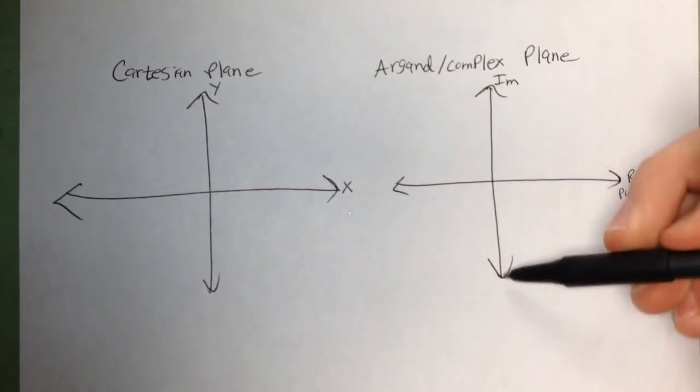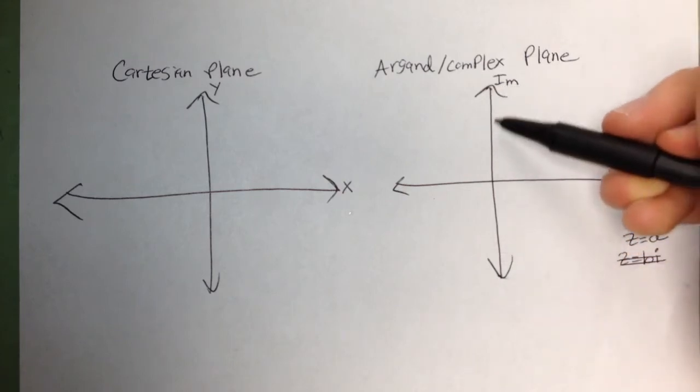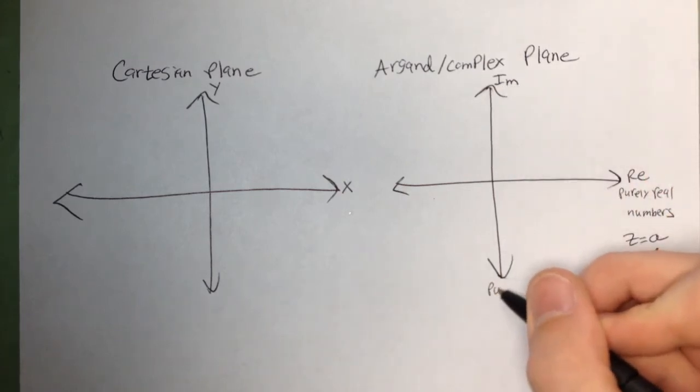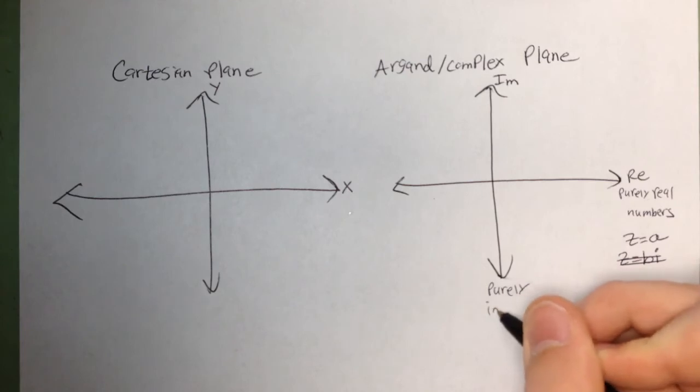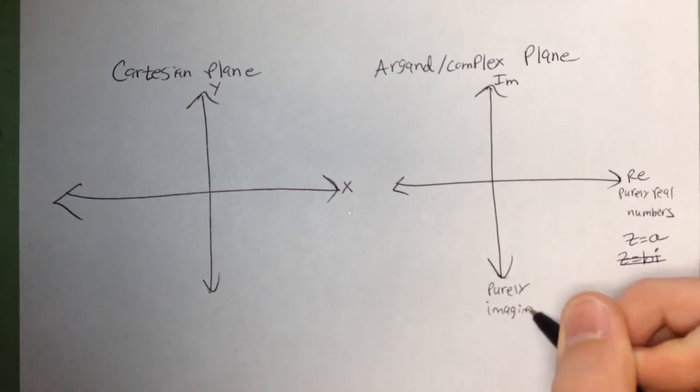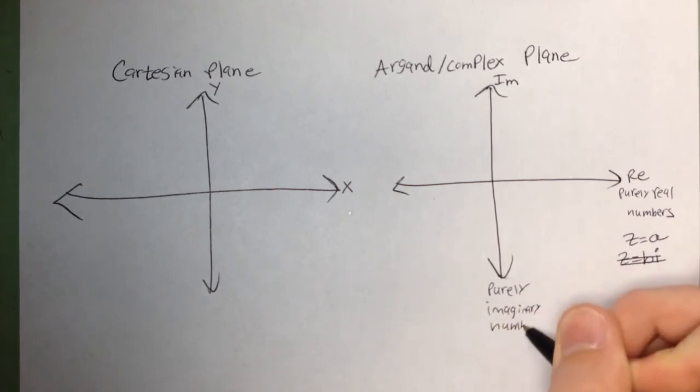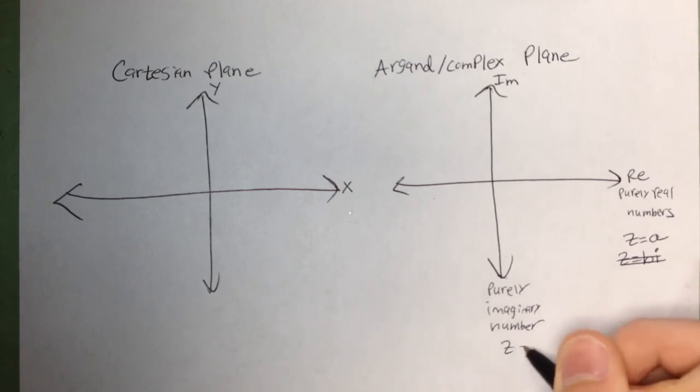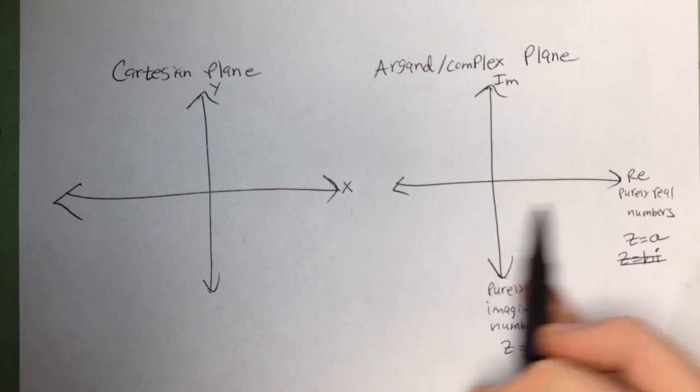And then anything that doesn't have a real component that's solely on this axis is a purely imaginary number. And these are going to be in the form of z equals bi, because there's no real component because we're not going in either of these directions.